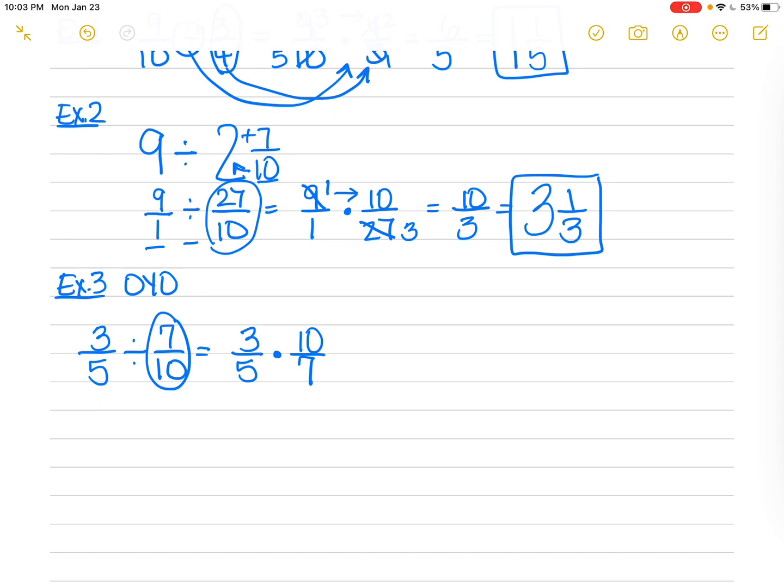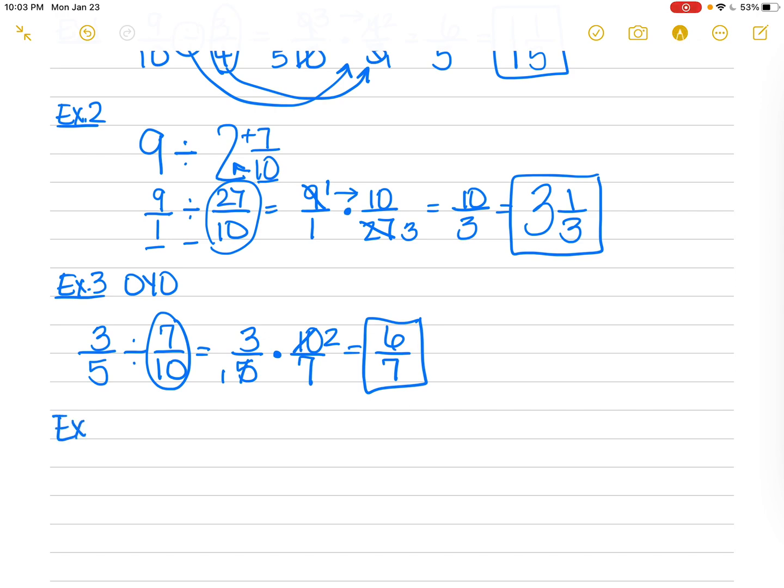Okay, now I simplify. So 5 and 10 can both be divided by 5. That's going to be a 1, and that's going to be a 2. So now at the top I have 6, and on my denominator I have 7. And that's my answer. That's what y'all should have gotten.